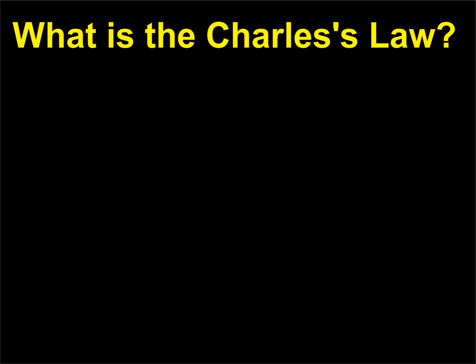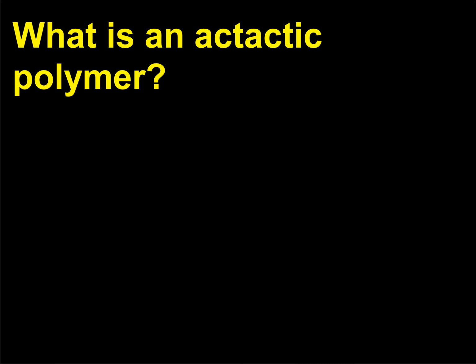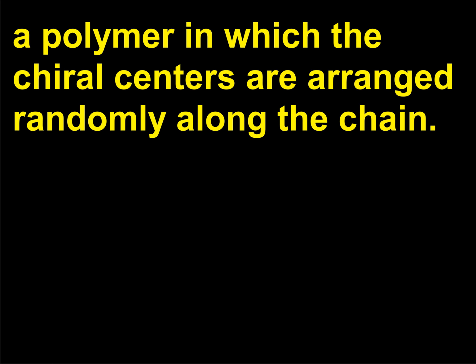What is Charles's law? A law stating that the volume and temperature of a gas are directly proportional. What is an atactic polymer? A polymer in which the chiral centers are arranged randomly along the chain.